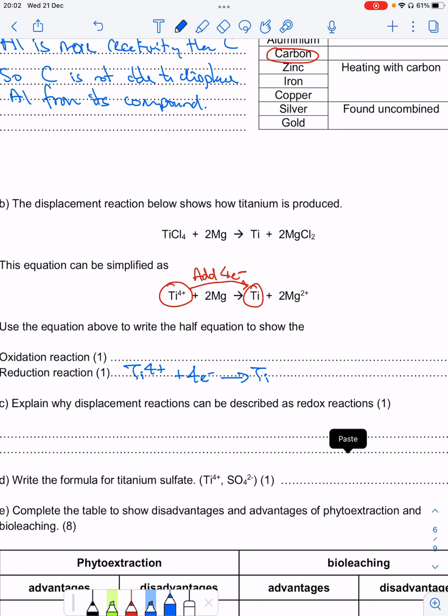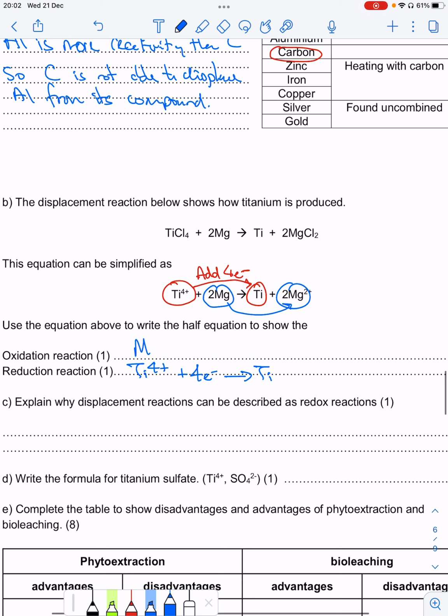Let's look at the magnesium. So magnesium's gone from Mg, and it's going to Mg2+. How does it take something that's got no charge and make it something that's positive? I need to lose electrons. So this equation is magnesium, and it's going to become Mg2+. And how does it do that? By losing 2 electrons. So that is an example of oxidation.